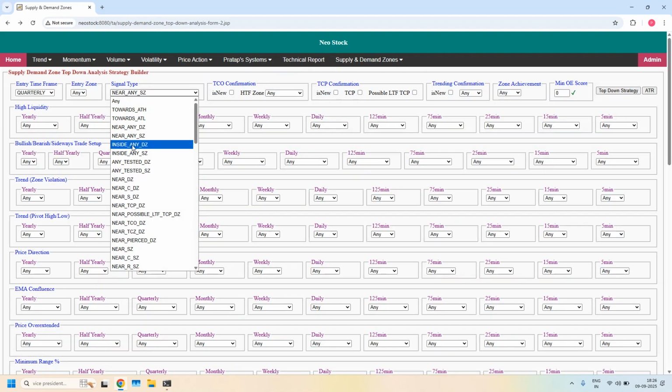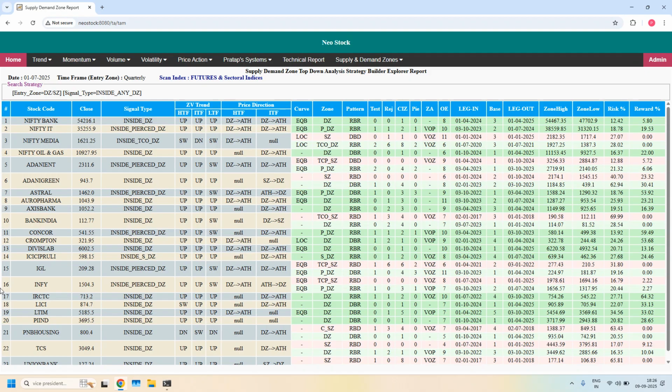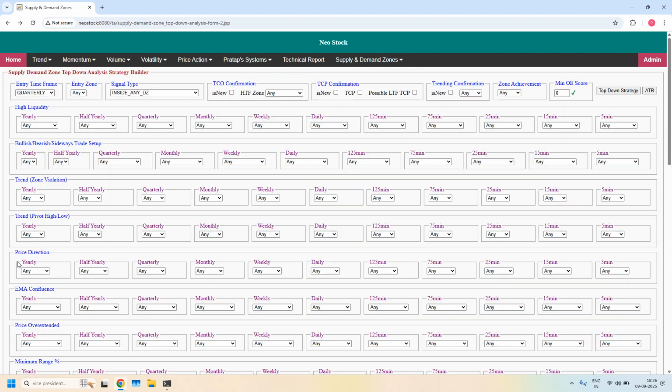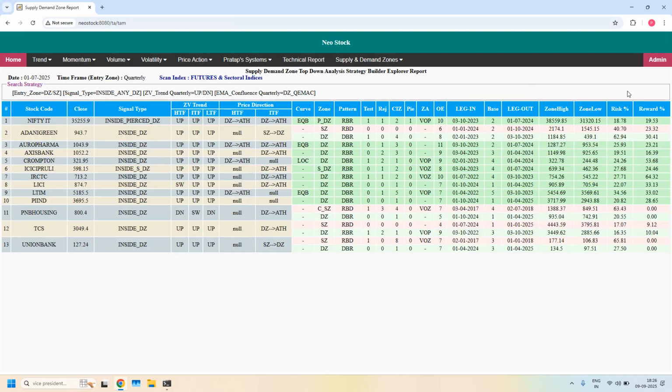Next, price closed inside the quarterly demand zone, we got 23 stocks, first 22 stocks in the list. Scrolling the list down, so total 23. Let's further filter this list based on quarterly demand zone having quarterly EMA confluence, and also the trend on the quarterly should not be sideways, it can be up or down. So we got 13 stocks.